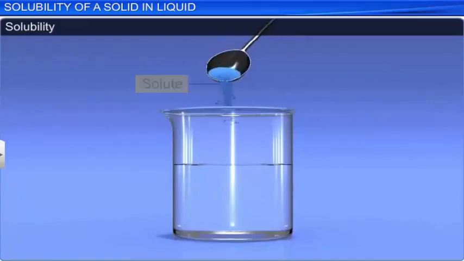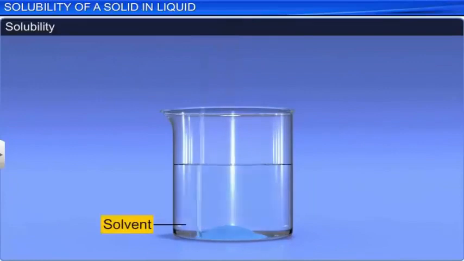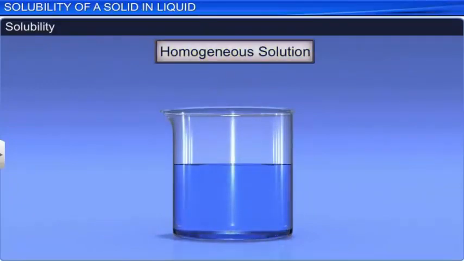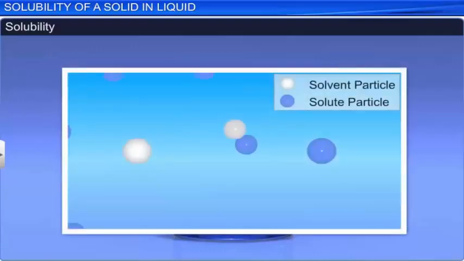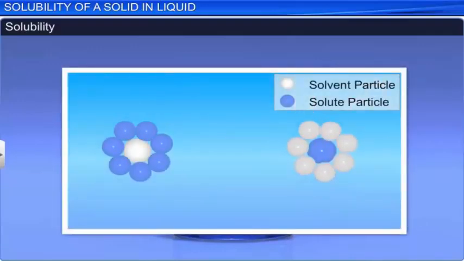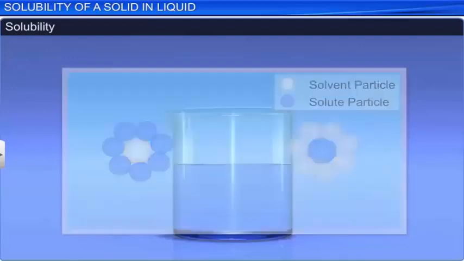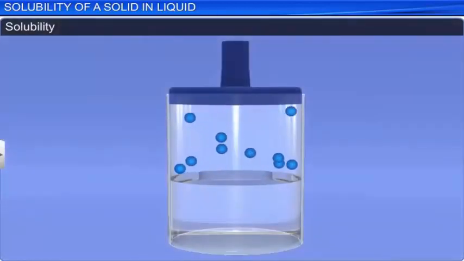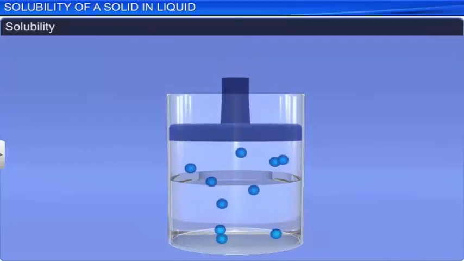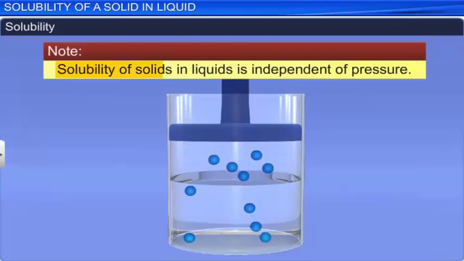Solubility is the property of a solute to dissolve in a solvent to form a homogeneous solution. Solubility is defined as the maximum amount of solute that can be dissolved in a specified amount of solvent at a specific temperature. Solubility is the result of an interaction between particles of the solute and solvent. Hence, it depends on the nature of the solute and the solvent, as well as on the temperature and pressure. However, note that the solubility of solids in liquids is independent of pressure.